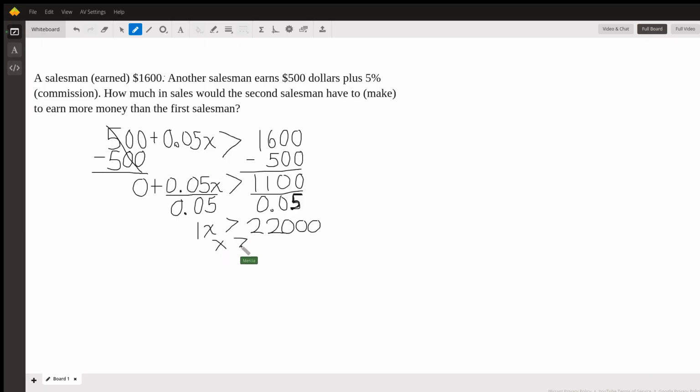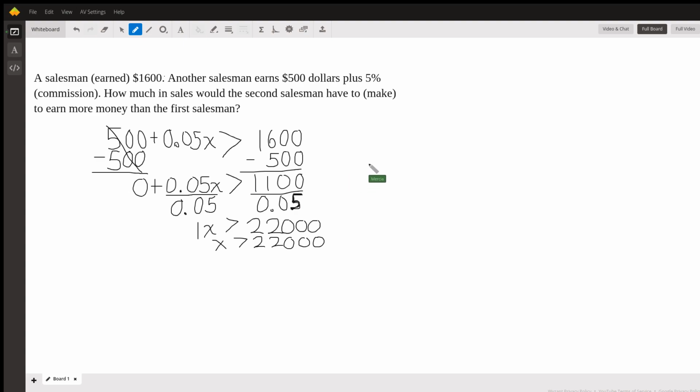So I know that we need for salesman number 2 to make at least $22,000 in sales in order to make more than salesman number 1. Now, just to be on the safe side, we always check our work by plugging our solution back into the original problem. So let's test this out.